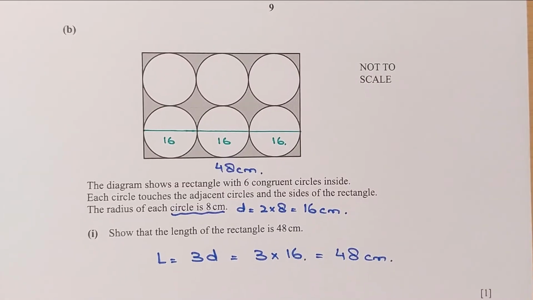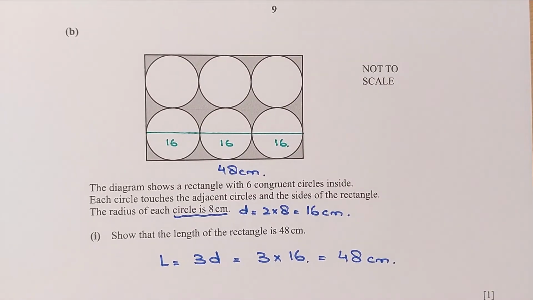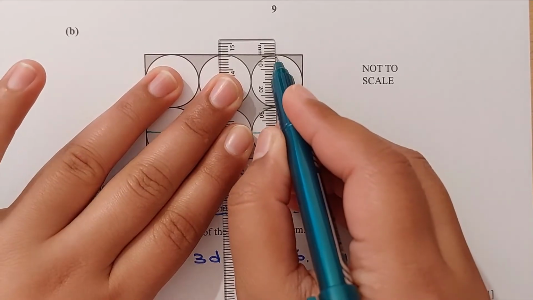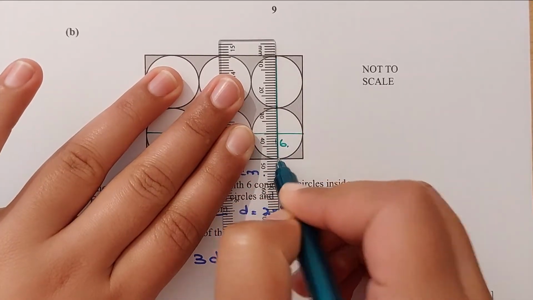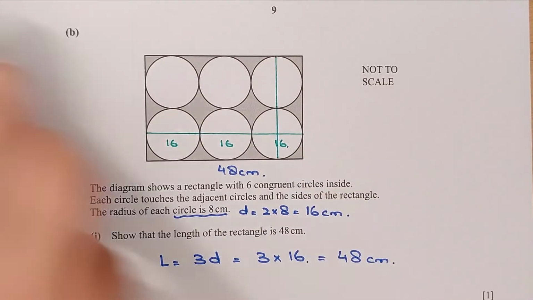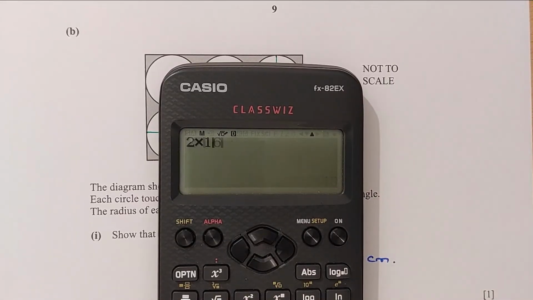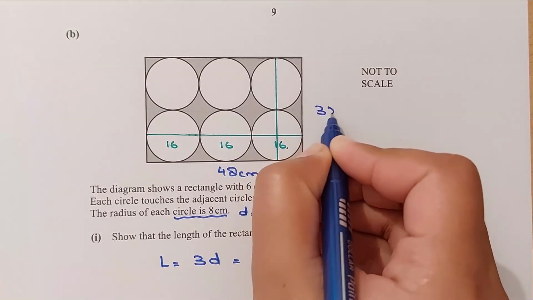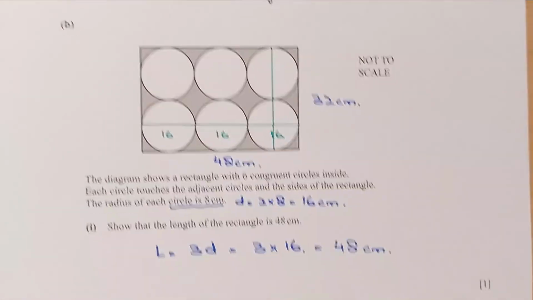Now let me find the width as well, because the width, you can see, is this way. We have a diameter, this diameter is 16 and this diameter is also 16. So we add 16 twice, or 2 times 16 is 32, is the width. This is 32 centimeters, right?